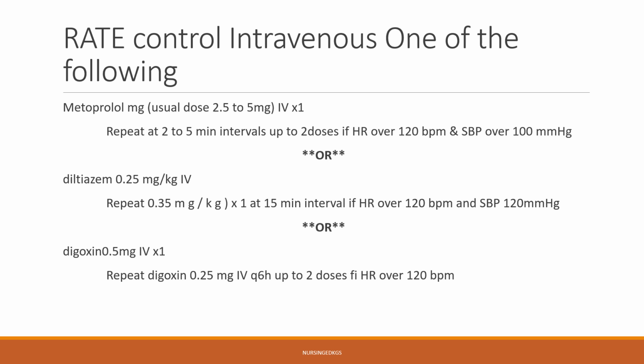It also has negative chronotropic effect, so it slows the heart rate by inhibiting the calcium influx in the sinoatrial and atrioventricular nodes, thereby reducing conduction velocity. And diltiazem is weight-based, so you would need to know the patient's weight, and it can be repeated if the patient's heart rate is above 120 or their systolic blood pressure is above 120.